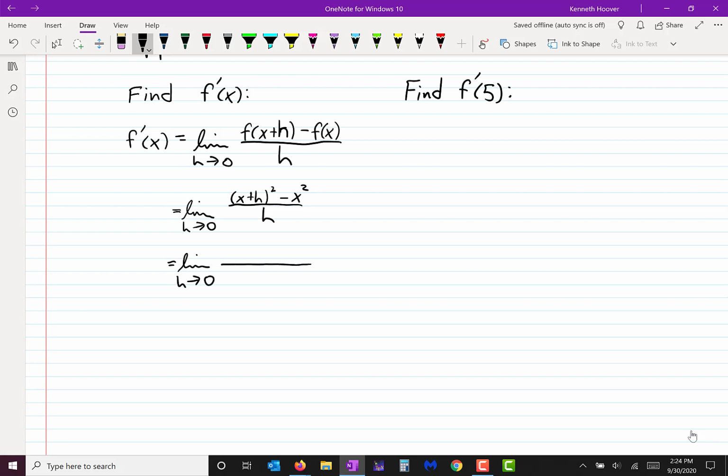On top we have x squared plus 2xh plus h squared minus x squared, and that's over h. The x squareds cancel out on top because one's positive and one's negative, so I really just have 2xh plus h squared over h. I can factor out an h on top.